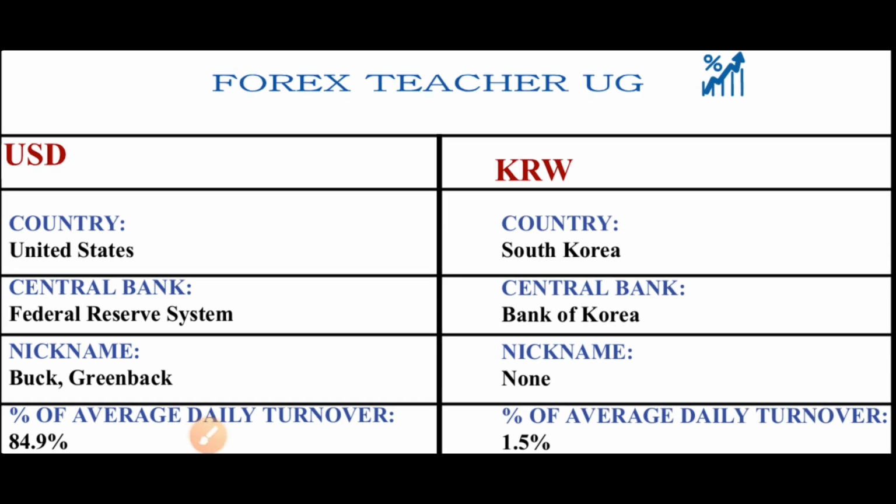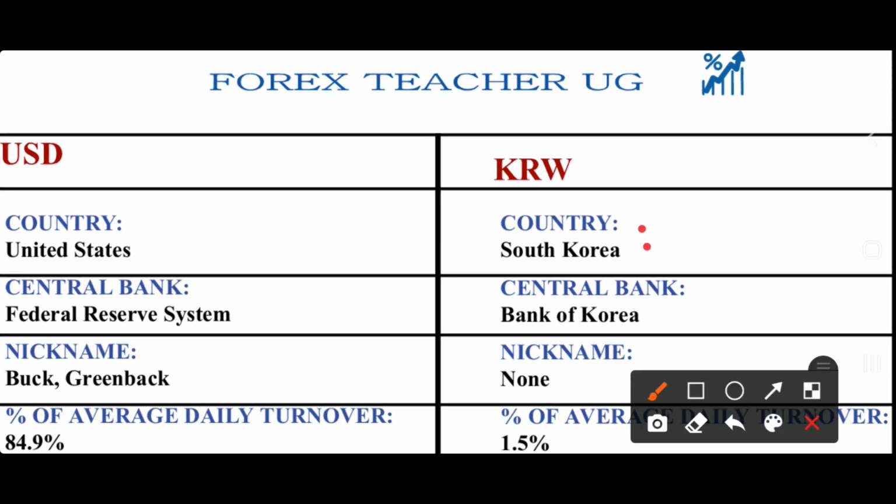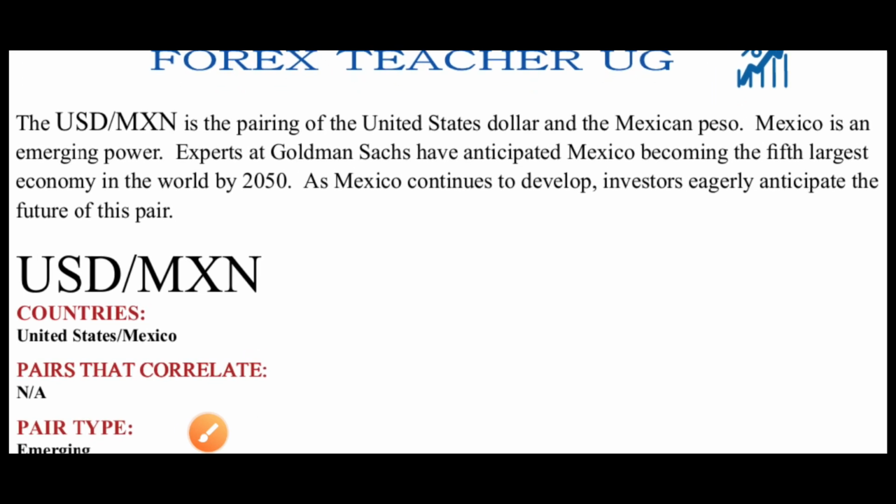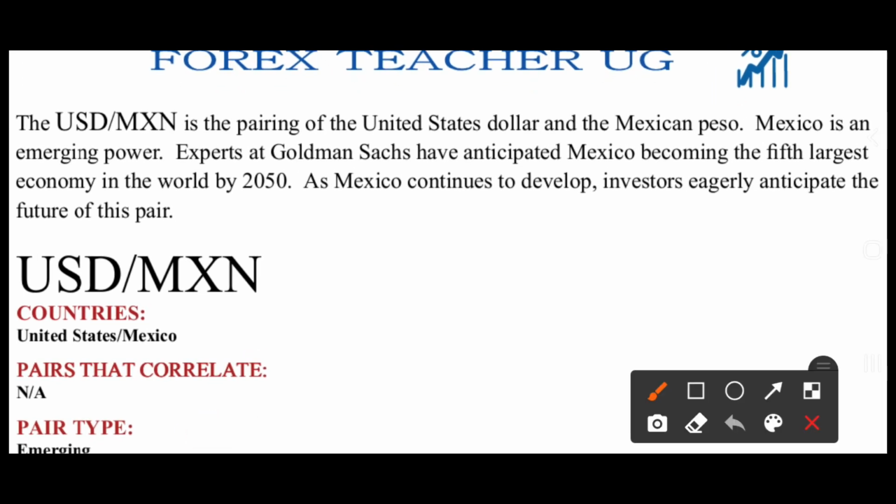This is the country of Korea. It's South Korea. The Korean won is from South Korea. The bank is the Bank of Korea. The nickname is not sure, and the daily average range is 1.5%, which is way lower compared to the United States. So let's look at the United States and the Mexican peso.